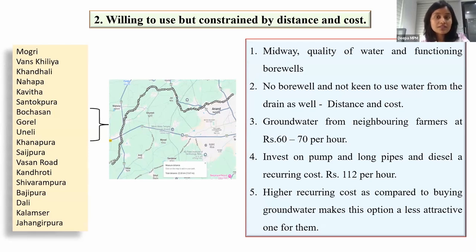There was also another category of farmers who had no bore wells, but they were not keen to use the water from the drain, not because of the quality, but because of the distance and the cost. If they are located a kilometer away from the drain, and they are getting groundwater from neighboring farmers at 60 to 70 rupees per hour, why would they want to invest in the pump setup and also discharge pipes?